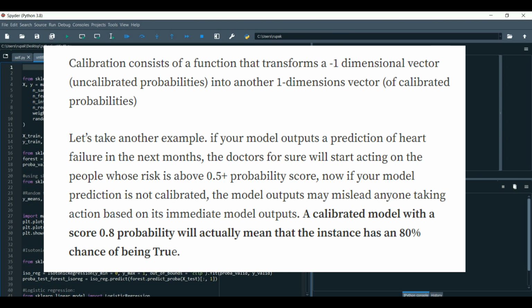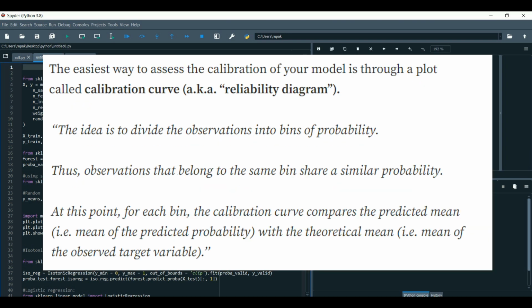The easiest way to assess the calibration of a model is through a plot of the calibration curve, also known as a reliability diagram. The idea is to divide the observations into bins of probability. Thus, the observations that belong to the same bin share a similar probability. At the same time, for each bin, the calibration curve compares the predicted mean, that is the mean of the predicted probabilities, with the theoretical mean, that is the mean of the observed target variable.